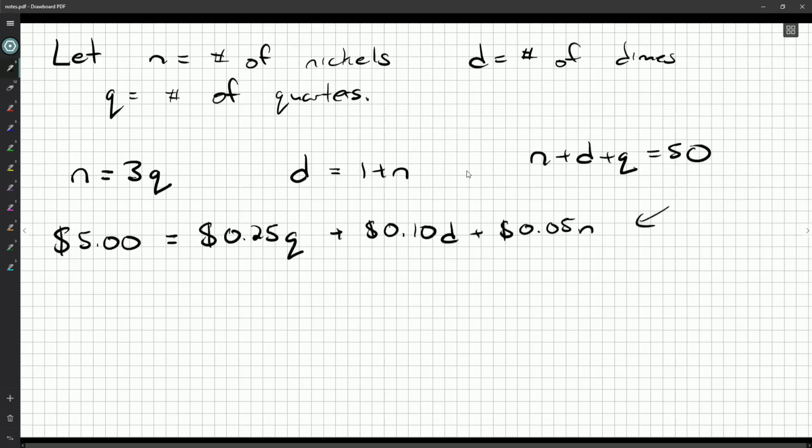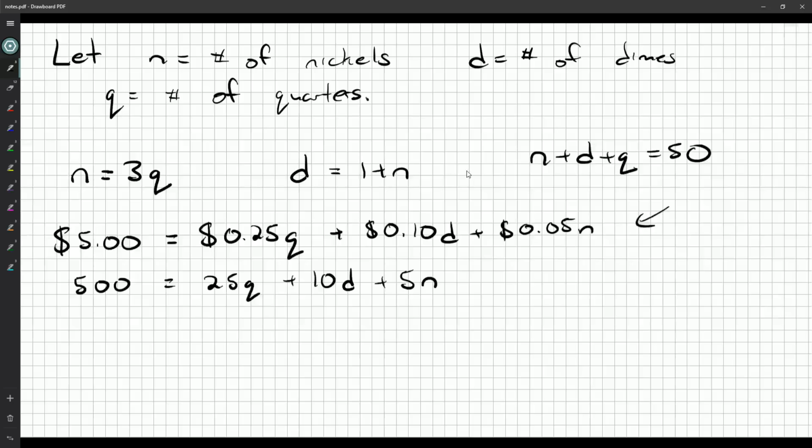Now, one thing with this expression, I don't like decimals. I also don't like these dollars. So what I might do is just multiply by 100. Then I get rid of these decimals, and I can say 25 quarters. Basically, instead of measuring in dollars, I'm measuring in cents. Okay, and I find this to be just a nicer expression to work with. Okay, so what can we do here?